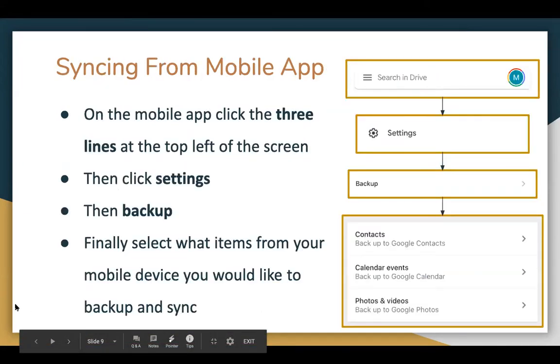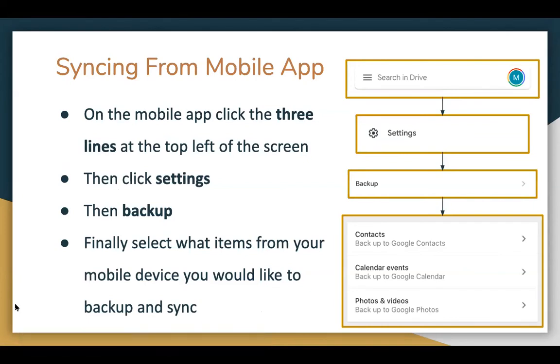So to sync from the mobile app, you're going to click the three lines at the top left corner of the screen, and then click Settings. Then click Backup. And finally, select what items from your mobile device you would like to back up and sync.